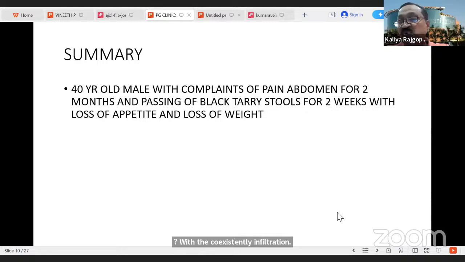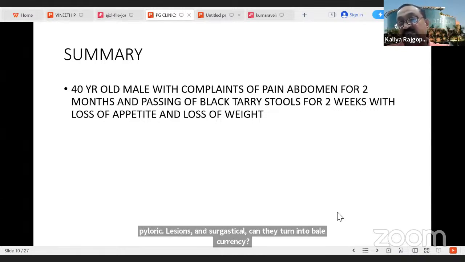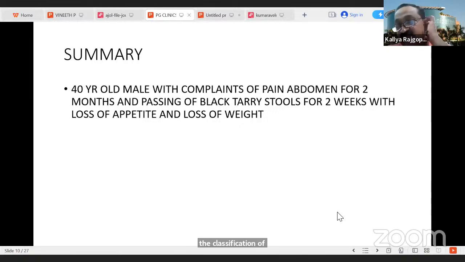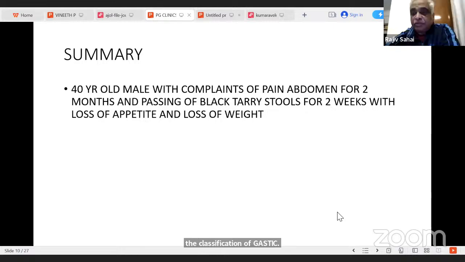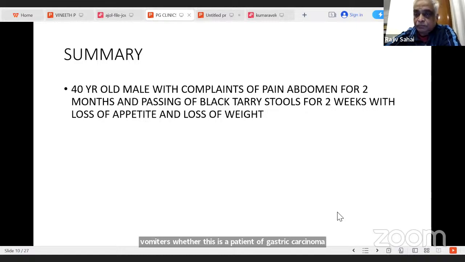Okay. So, do you know that pre-pyloric lesions, gastric ulcer, can they turn into malignancy? Do they behave like that, or have you heard of that? You know the classification of gastric. Okay, I think we can ask later. Okay, Vineet, just one more point. How can you distinguish by the vomitus whether this is a patient of gastric carcinoma or a gastric ulcer? Can you, by vomitus?